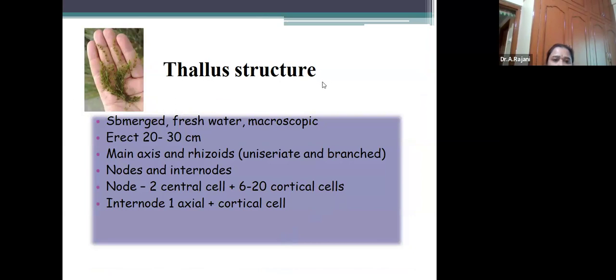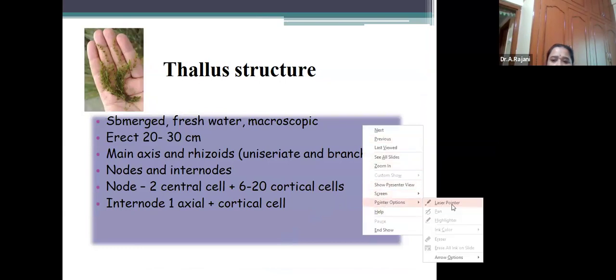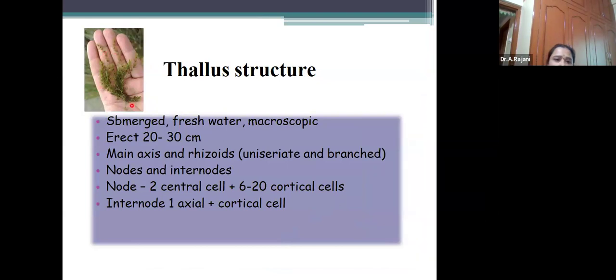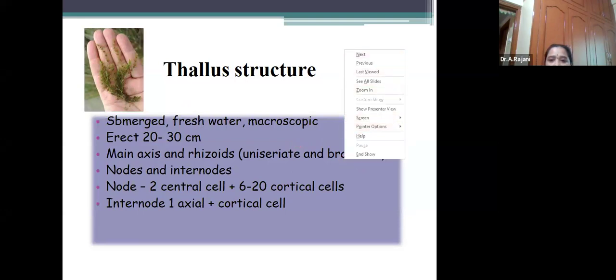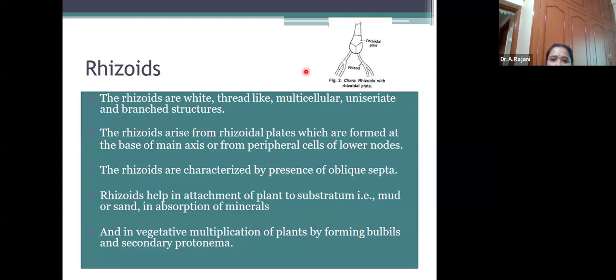You can observe the picture. See this point, this is the Chara thallus. This Chara thallus is macroscopic, you can see it directly. Macroscopic, branched, and multicellular. The thallus is an erect, branched axis attached to the substratum by rhizoids. The rhizoid structures are present. See, you can observe, this is the rhizoid.